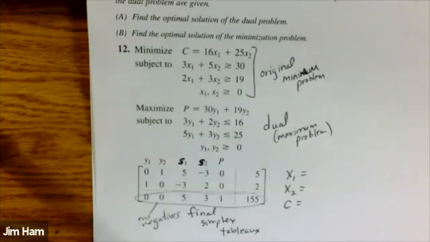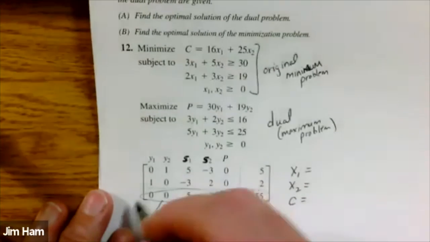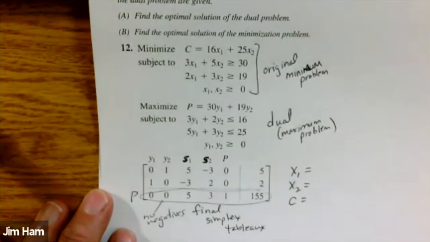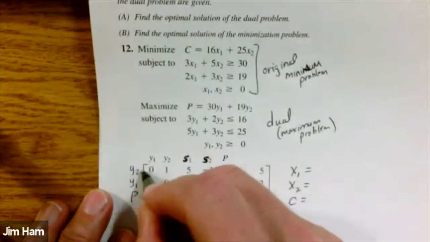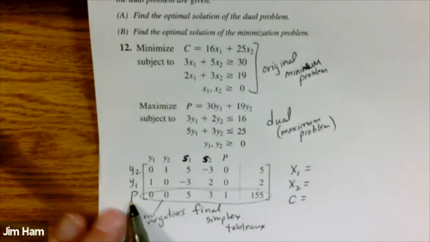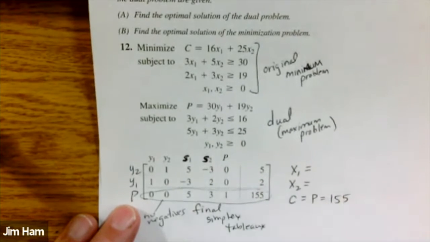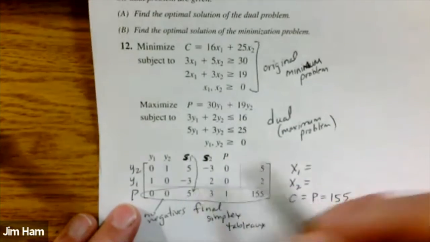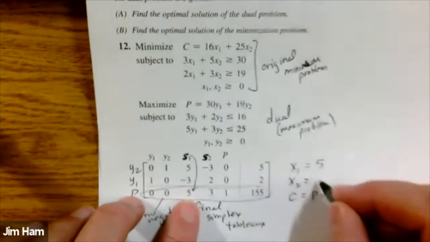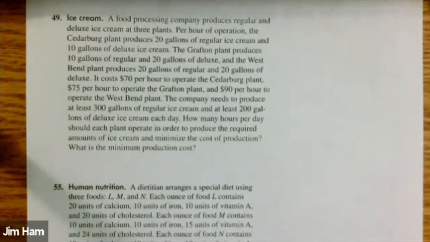All right, so it looks like we may have lost two people. Okay, yeah, very good. Everybody has it correct. This would be the P, and then this would be y1 and y2. So you could write down the values of all the variables, but the one you need is that P is equal to 155 and P is equal to C. And then x1 is 5 and x2 is 3.